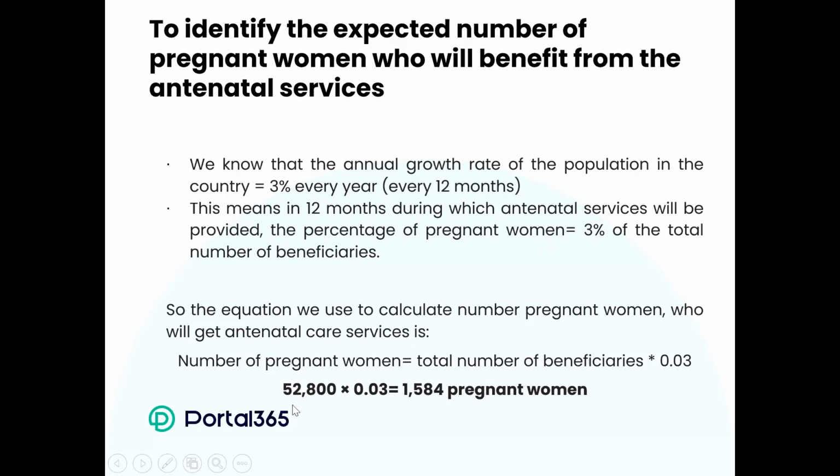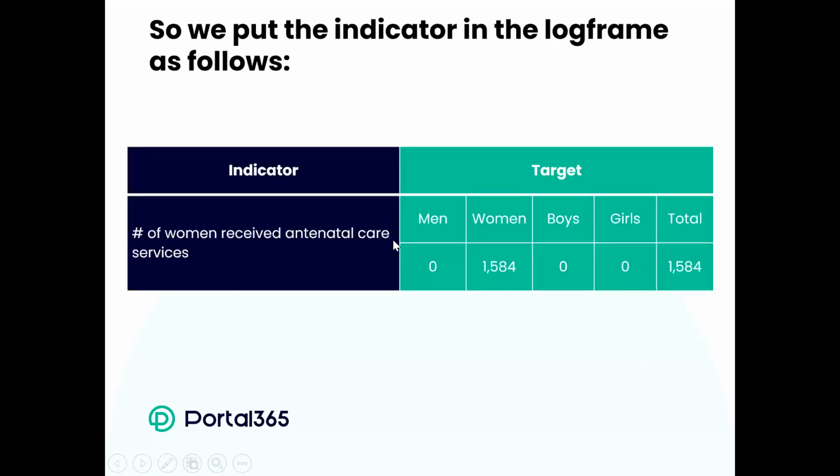So this total number will be multiplied by 0.03, which is 3% of the total number. We will end up with this figure, 1,584 expected pregnant women who will be served with antenatal care during the project lifetime. And then we reflect this number for women who received antenatal care services. It will be for sure 1,584, because we talked about pregnant women only, as we calculated in the same example.